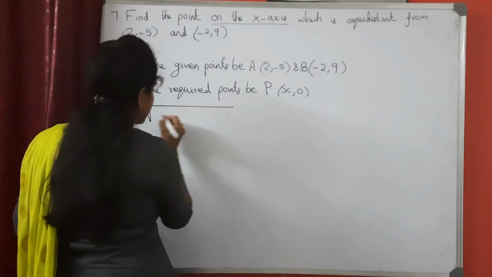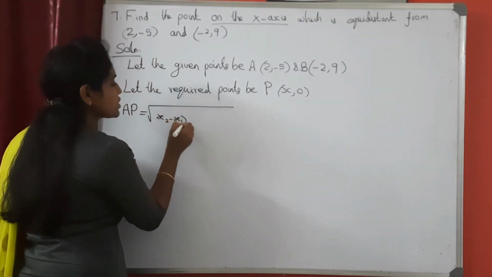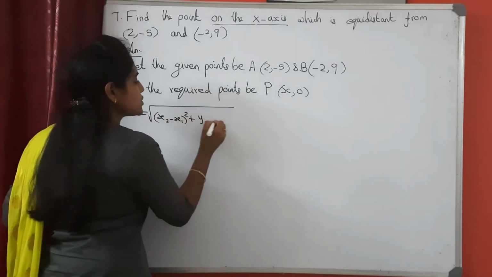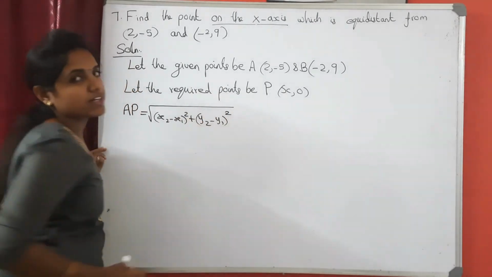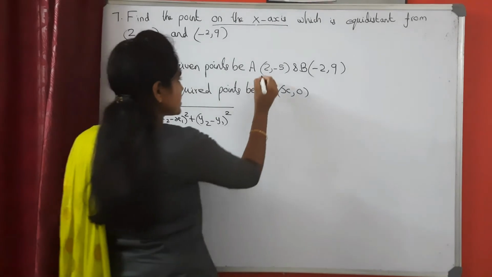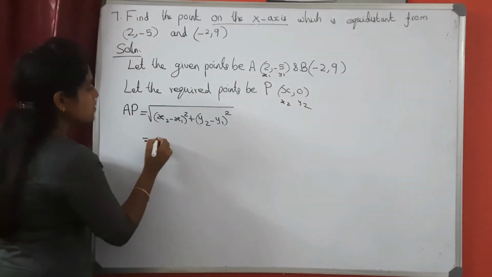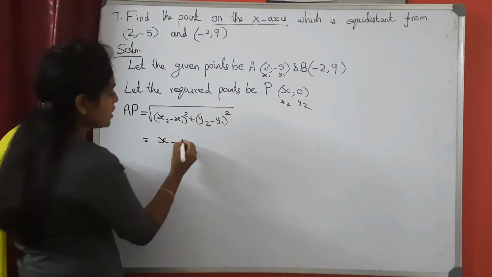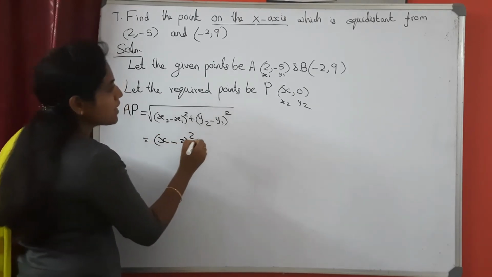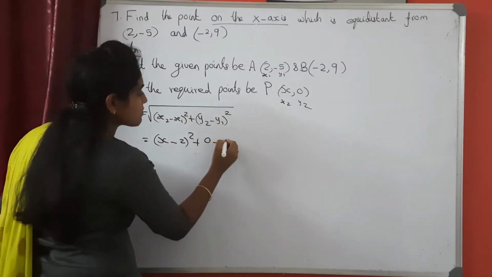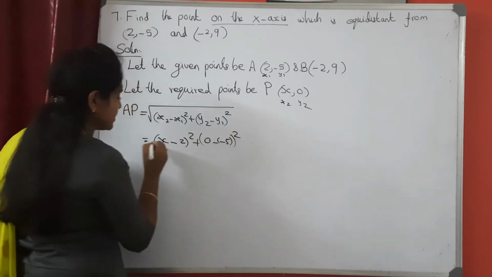What is the distance formula? Square root of (x2 minus x1) the whole square plus (y2 minus y1) the whole square. This is x1, y1 and here x2, y2. So (x minus 2) the whole square plus (0 minus minus 5) the whole square.